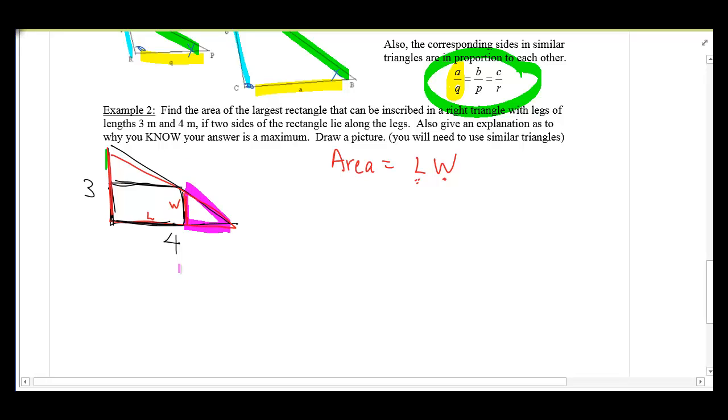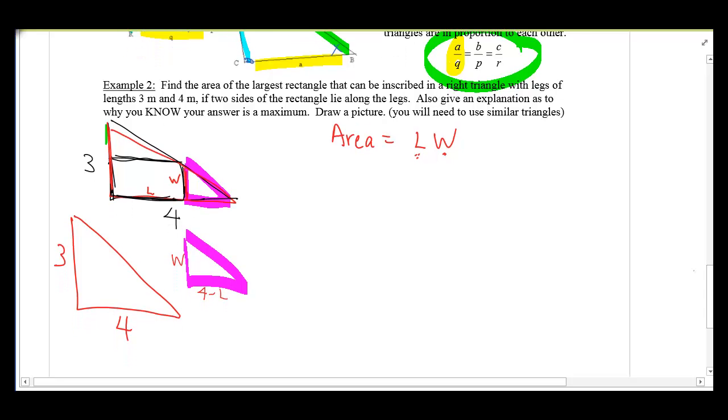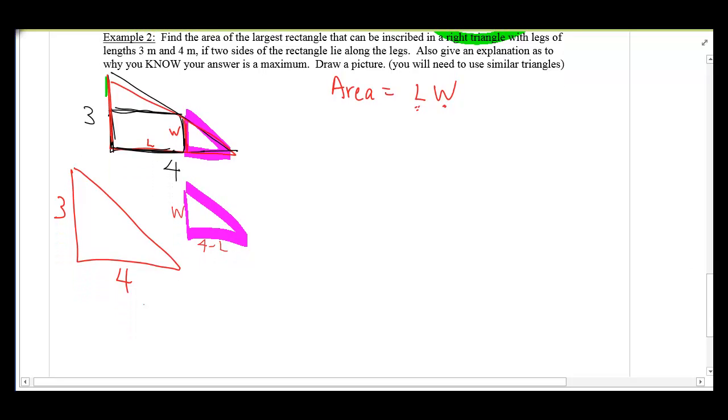Right? So if I were to draw the purple one here, and I draw the red one here, let's see if we can compare. The red one, we've got numbers 3 and 4. How about the purple one? We have this thing called W as the height. How do we describe the length here? If the whole thing is 4, and we're subtracting L, then this must be 4 minus L. So using the idea of the corresponding sides have the same ratio, W over 3 must equal to 4 minus L over 4.